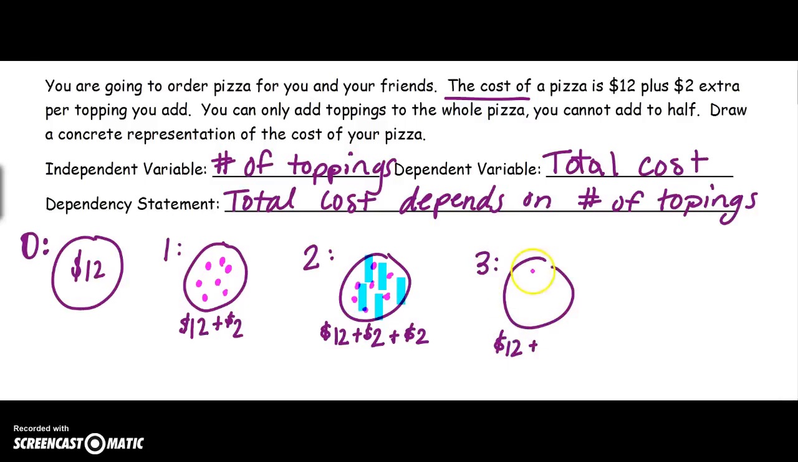If you wanted to add 3 toppings, we're going to start with $12 for the cheese pizza, then we're going to add our pepperoni for $2, and then we're going to add our green pepper, and then we're going to add sausage. So you had $2 for the pepperoni, $2 for the green pepper, and $2 for the sausage. So again, concrete representation is drawing the picture.